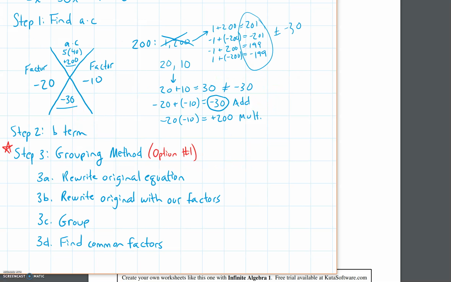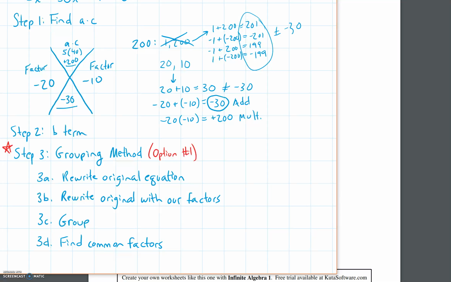So I'm going to start with the grouping method. I've listed out some steps to help us do this grouping method. So we'll consider this option 1. If you like the grouping method, then you should use that. The next thing we'll explore is the area model method.